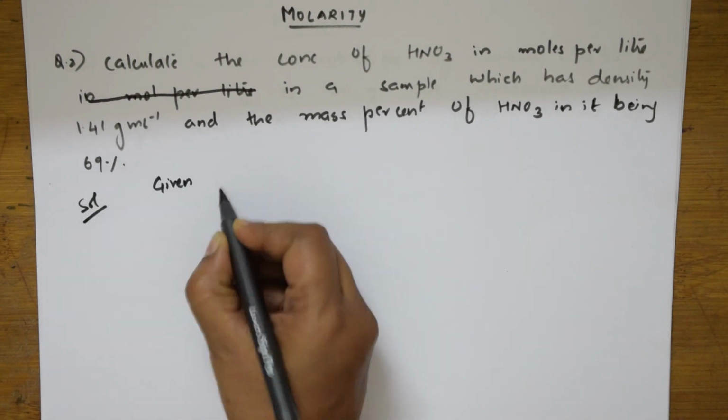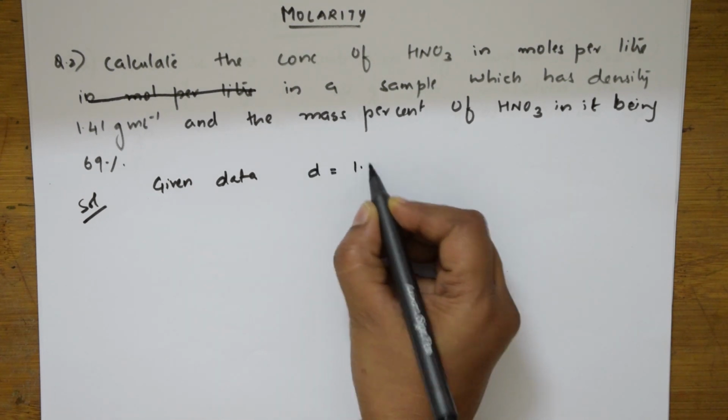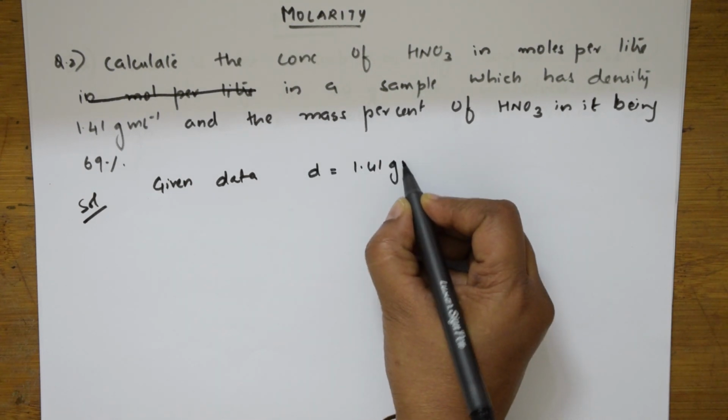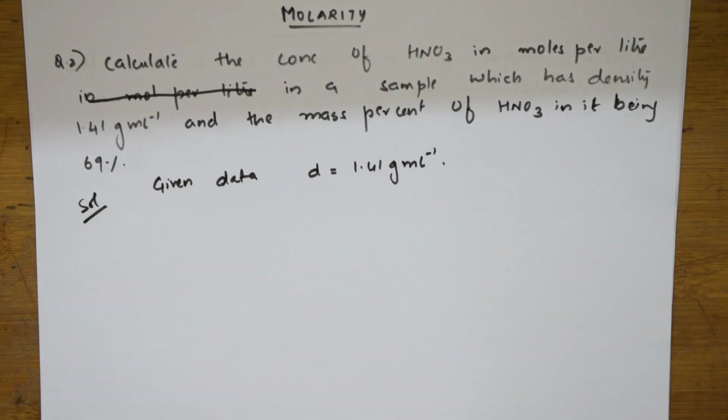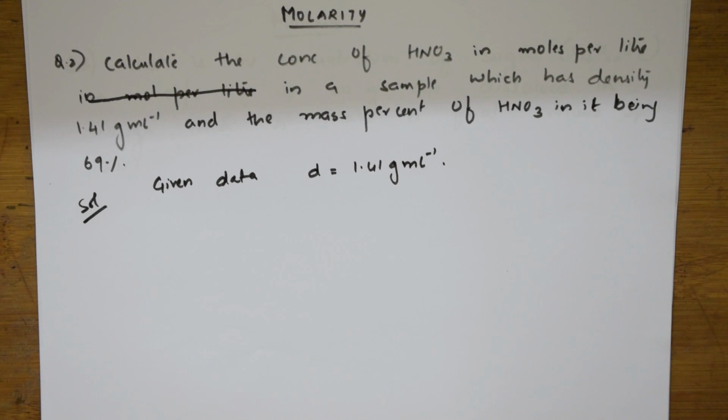Fine. So let me first write what is given to us. In the given data, what's given? Density is given, 1.41 gram per milliliter. Right, then what did they give us? What should I calculate? I need to calculate the concentration of nitric acid in moles per liter. So concentration of nitric acid in moles per liter means, what does that mean?